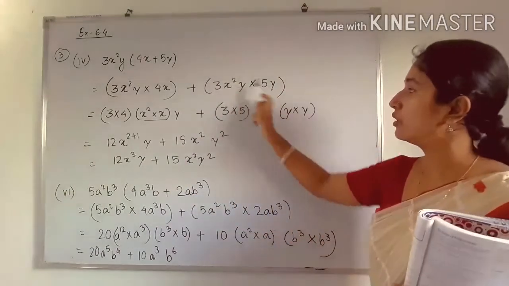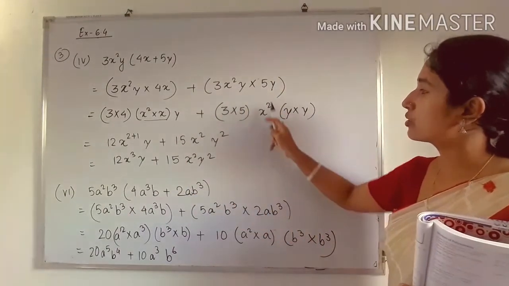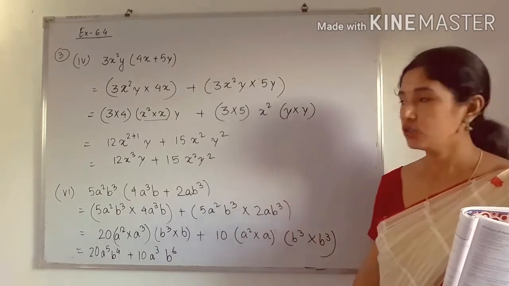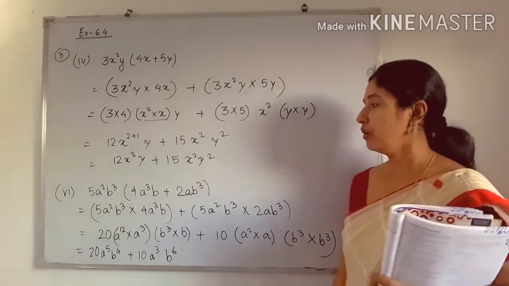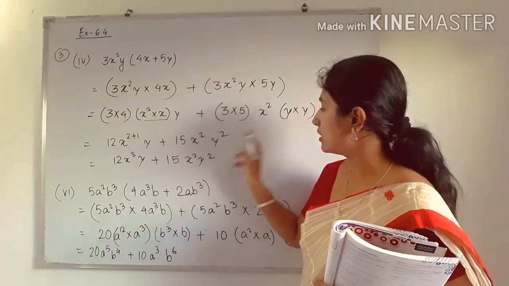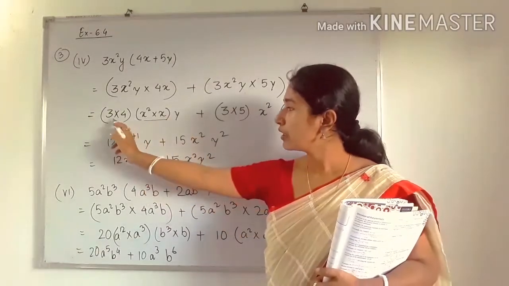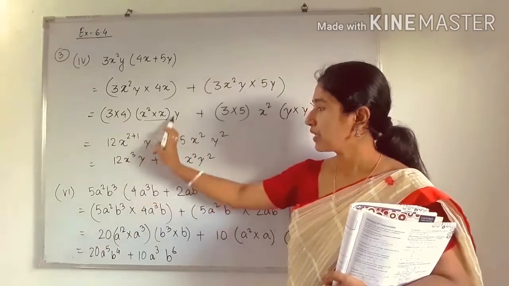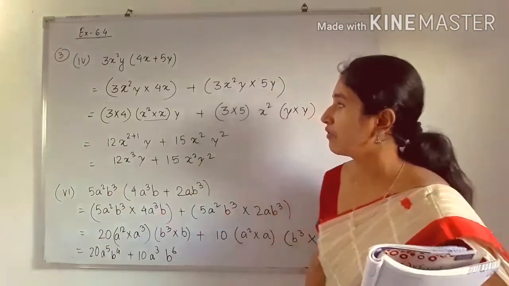Next, similarly 3 into 5 will be 15, then x square, then y into y. Y into y will be y square. So finally we got 15x square y square from this, and from the first term we got 3 4s are 12, x to the power 2 plus 1 will be 3, and y. So this is the final answer.